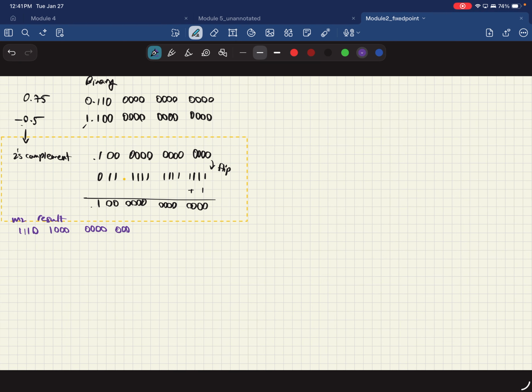Again, this is 32 bits, so how many did I write? 6. And this is in Q2.30: 1, 2, 3, 4, 5, 6, 7, 8. Yes, this is in Q2.30. So the binary point is here, and it's a negative number. And in hex, this is 0xE8000000.